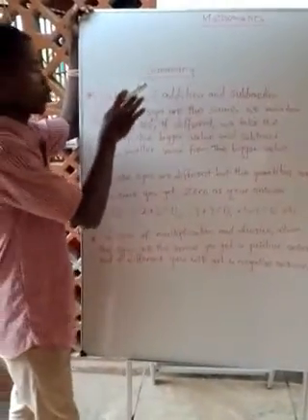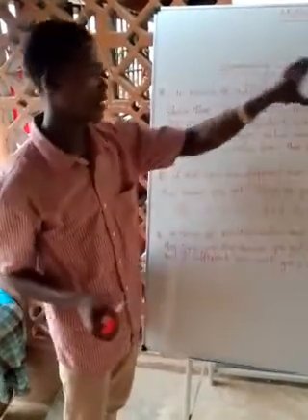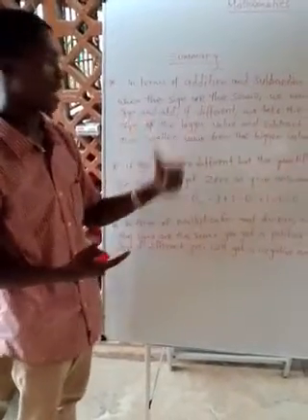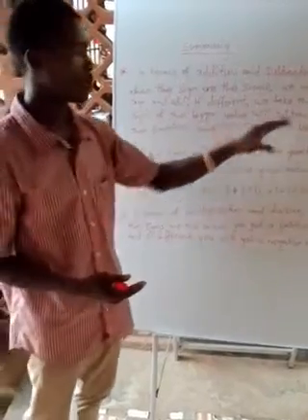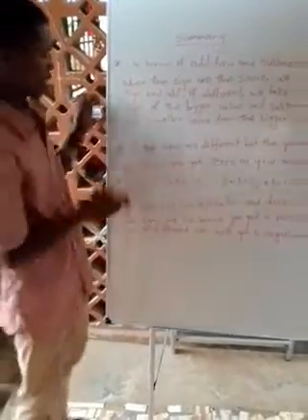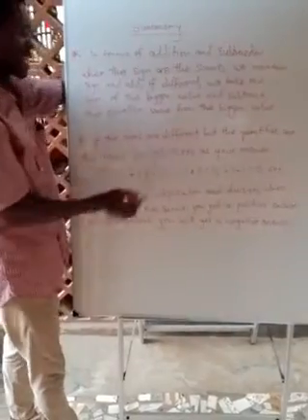So this is a summary of what I was saying. We say in terms of addition and subtraction, when the signs are the same, we maintain the sign and add. But if different, then we take the sign of the bigger value and subtract the smaller value from the bigger value. Also, if the signs are different, but the quantities are the same.